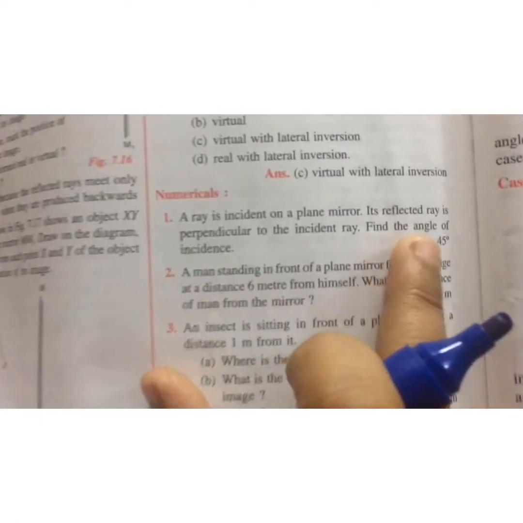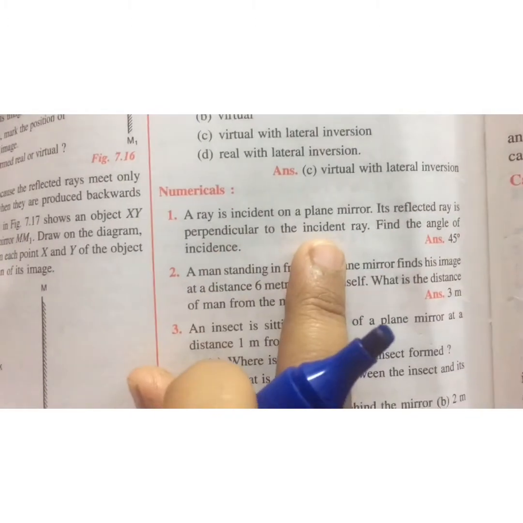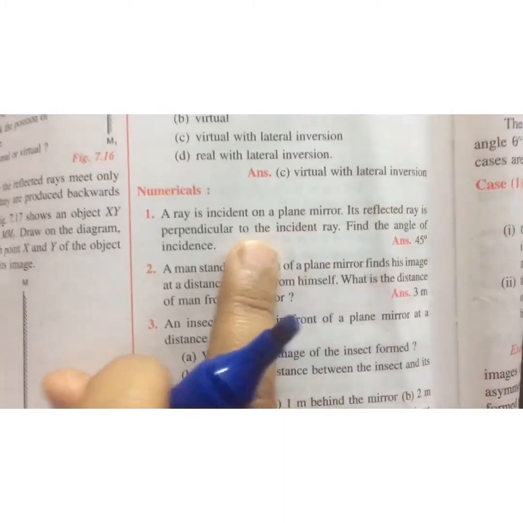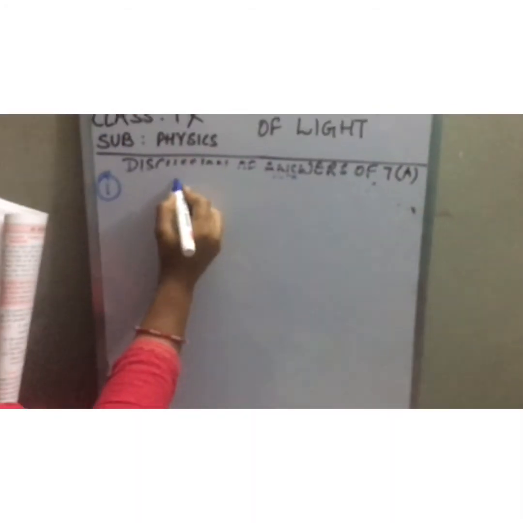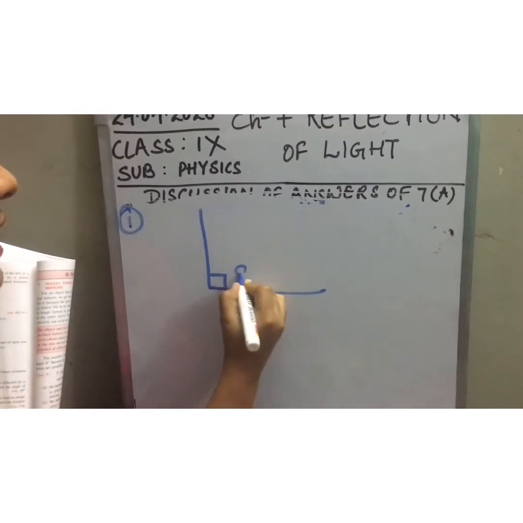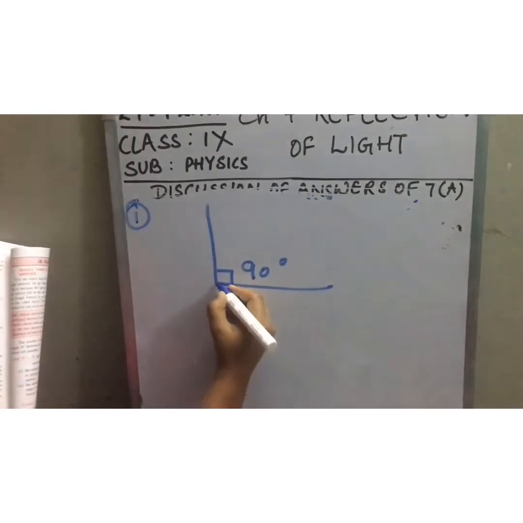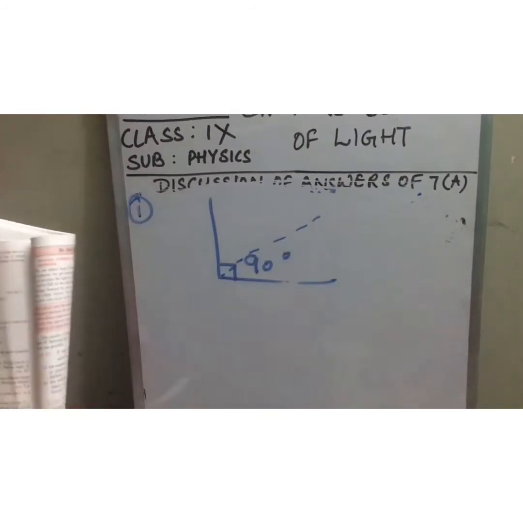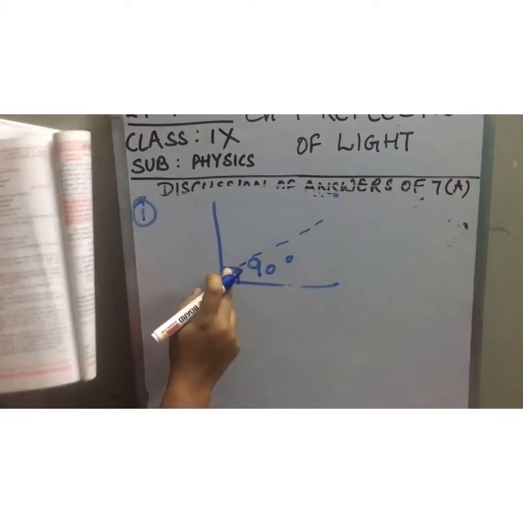A ray is incident on a plane mirror. Its reflected ray is perpendicular to the incident ray. That means the angle between the incident ray and the reflected ray is 90 degrees, and the normal is somewhere here. Now the question is, find the angle of incidence.